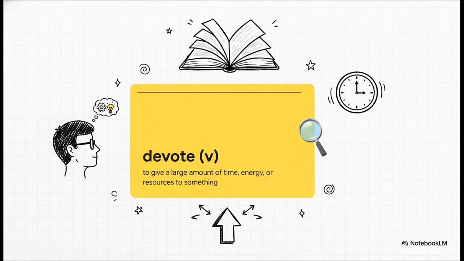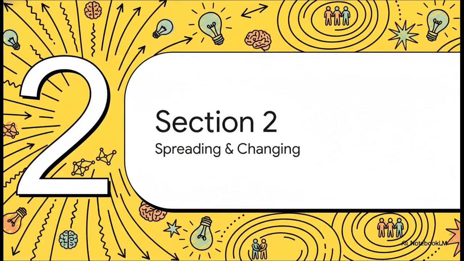And that's where our next verb, devote, comes in. When you devote yourself to something, you are all in. You're giving it a huge chunk of your time, your energy, your resources. The noun is devotion, and the adjective is devoted. You know, like this student right here, totally devoted to their studies. Okay, so we have an idea and we have commitment. Now what happens? The idea starts to travel. It begins to spread. So in this next part, we're going to dig into the words that describe exactly how ideas move, how they grab hold, and how they end up changing, well, everything.